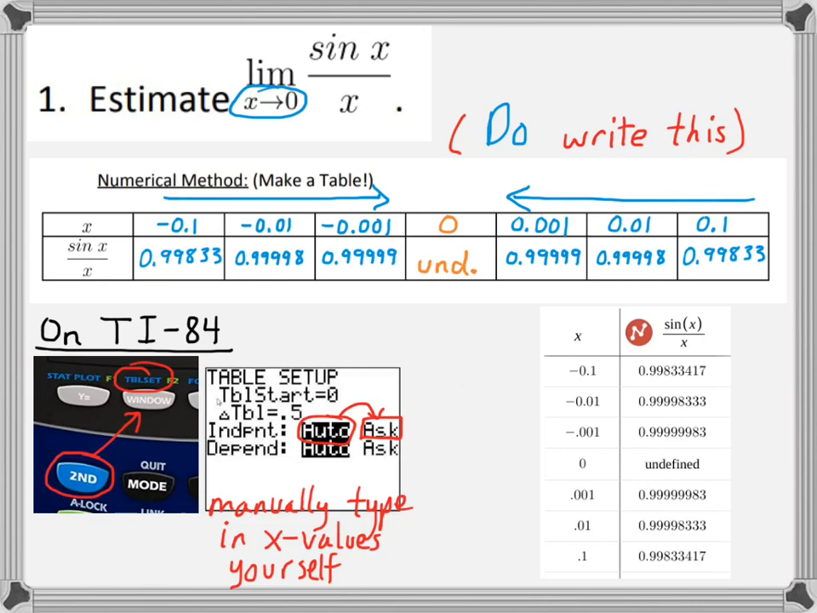They go on forever. But to answer my question about the limit, I want to know, as x approaches 0 from the left, what is happening to y? Well, y is getting really, really close to 1.